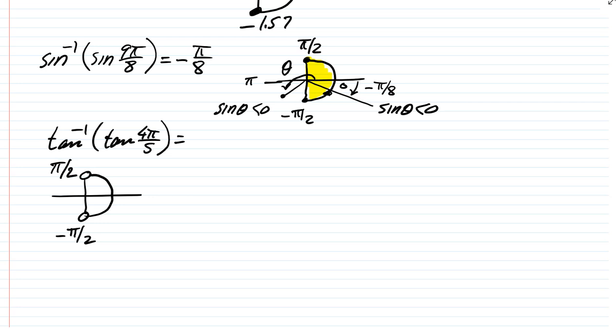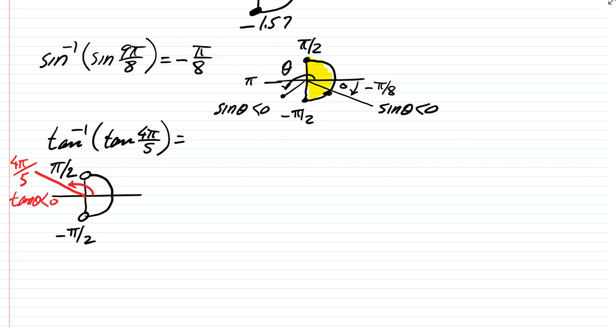Now, 5 pi over 4 would have been pi, right? So 4 pi over 5 is going to be in here. True? So here's the measure of the angle theta. This is 4 pi over 5. In the second quadrant, tan is negative because cosine is negative and sine is positive. So in here, tan theta is negative.